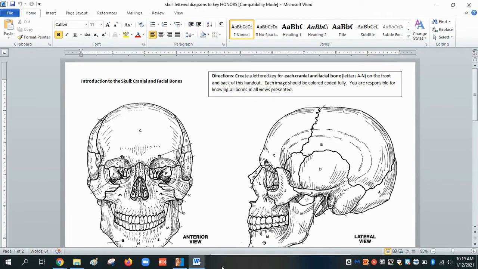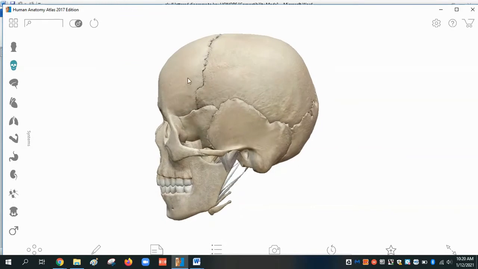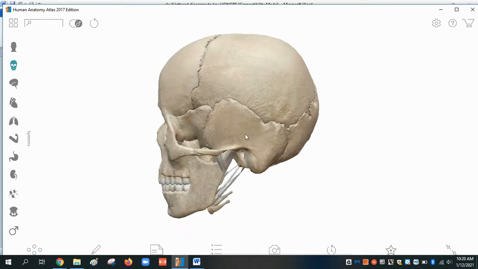Hello students! Today's video lecture is on the cranial and facial bones of the skull. The cranial bones are the bones that encase the brain, and so obviously we know our brain is going to reside within the cranial cavity, and so it is going to be these flat bones of the skull that encase the brain.